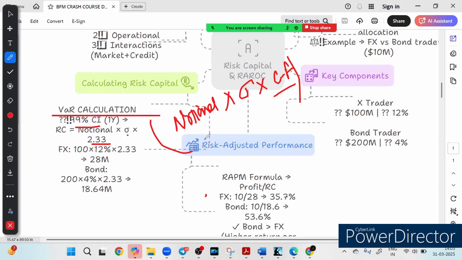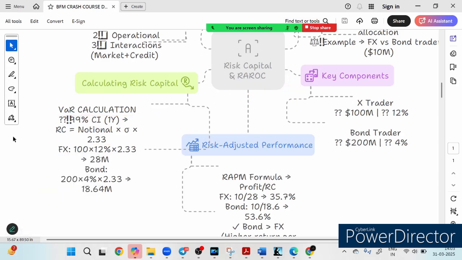For example, suppose two investors are there. One of them traded in forex. He invested 100 million capital, and volatility is 12% in forex trading. Suppose we are trying to calculate for 99% CI, so it gives us 28 million. This is the risk capital for forex trading. Another investor invested in bonds, and in the case of bonds, the volatility is just 4%, and suppose he has invested $200 million. In this case, you can see the risk capital is 18.64 million.